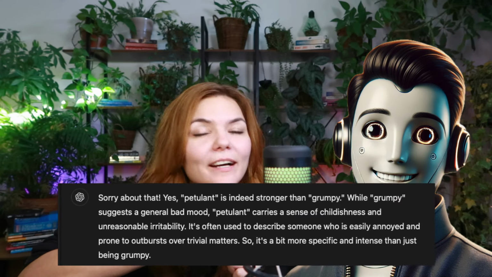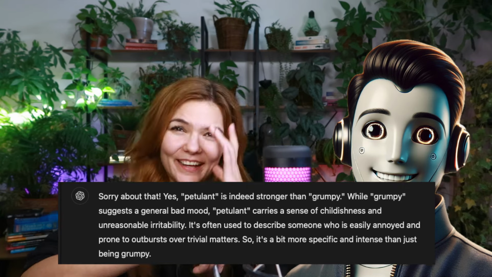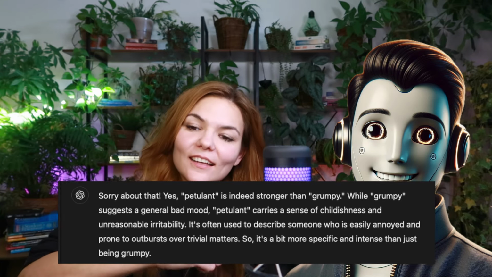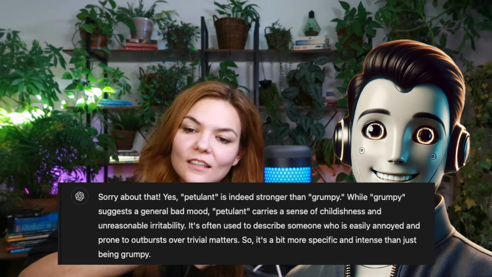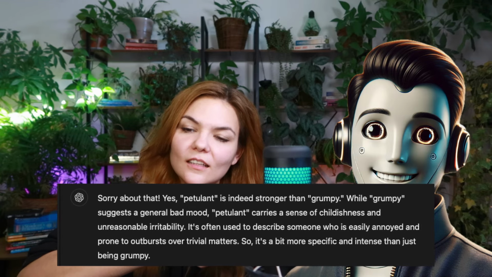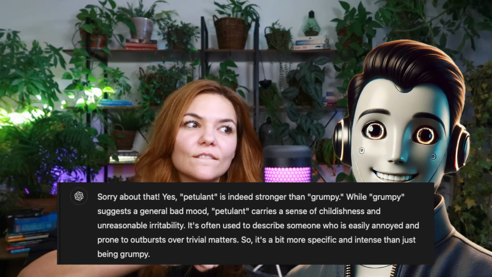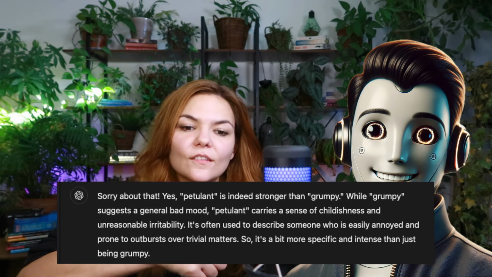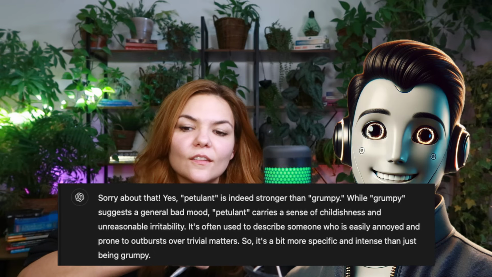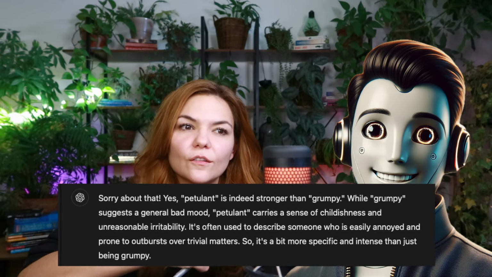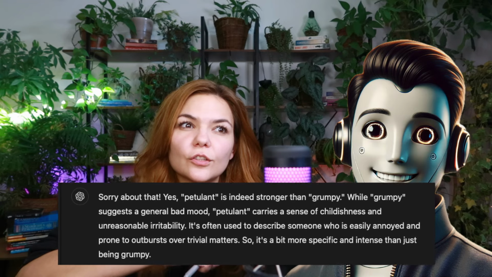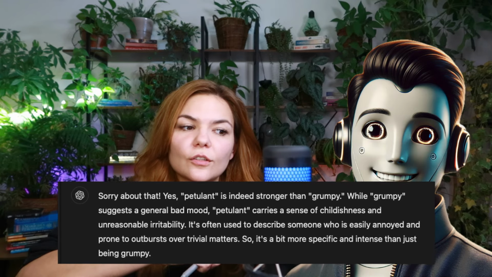Sorry about that. Yes, petulant is indeed stronger than grumpy. While grumpy suggests a general bad mood, petulant carries a sense of childishness and unreasonable irritability. It's often used to describe someone who is easily annoyed and prone to outbursts over trivial matters. So it's a bit more specific and intense than just being grumpy.